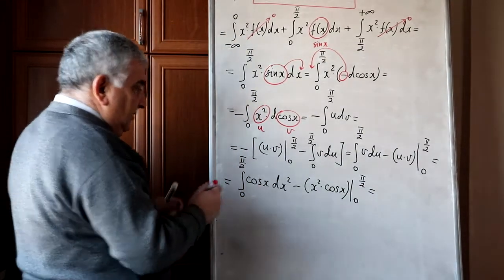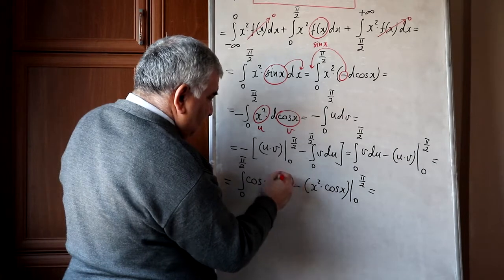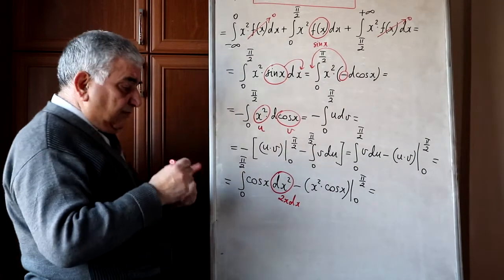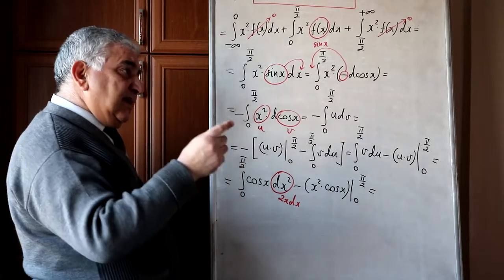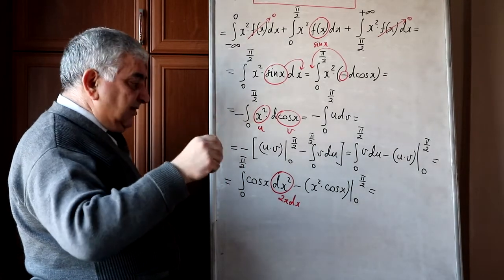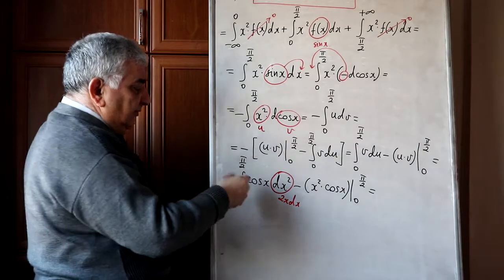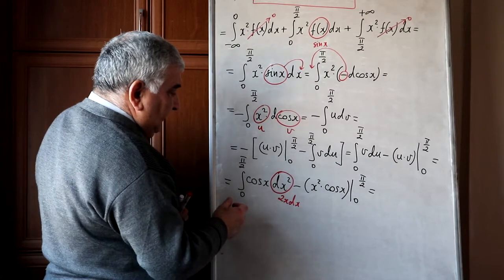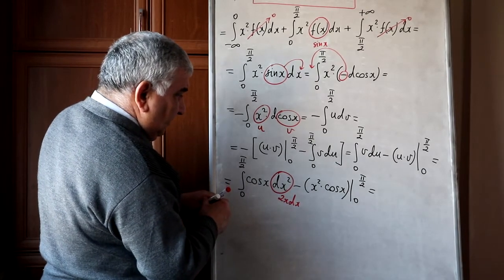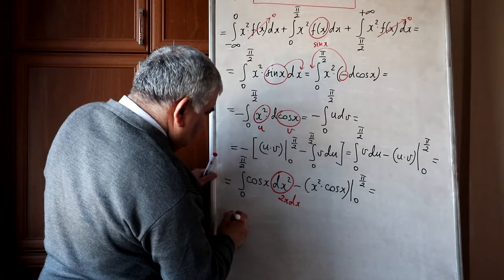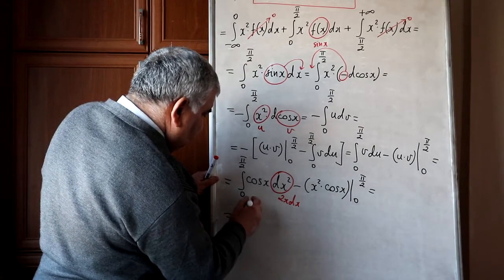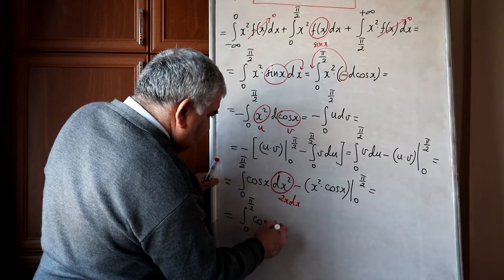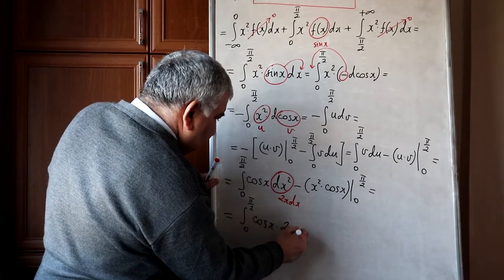Dx squared is 2x dx. Because dx squared is, according to the formula of differential, the x squared prime dx. X squared prime is 2x, therefore we'll obtain 2x dx. Then continue and equals integral from 0 to pi and a half cosine x multiplied by x dx.